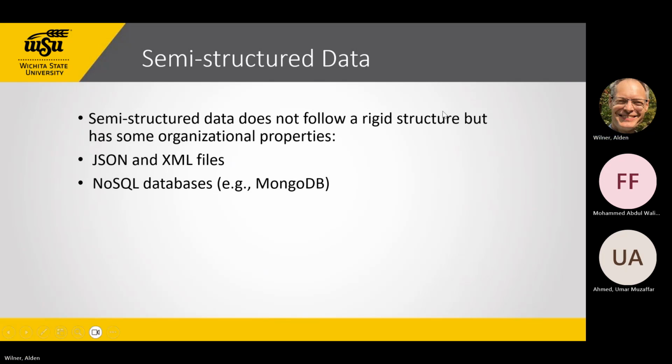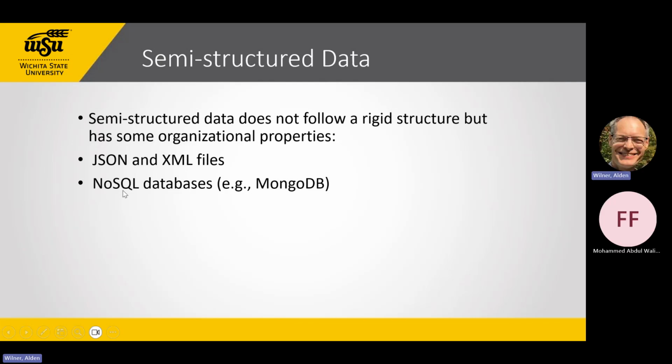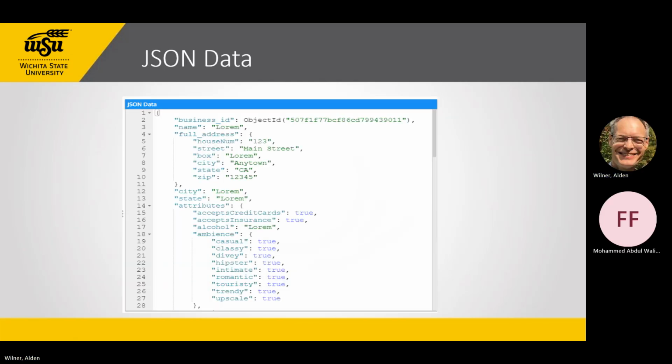Semi-structured data has some organizational properties, but is not rigidly structured. It's not a strict table. JSON, XML, MongoDB, and other NoSQL. NoSQL stands for not only SQL or not only relational database. Those are examples of that. So here's JSON data. You can see it starts with curly braces, lists things around. We have keys and values for everything.